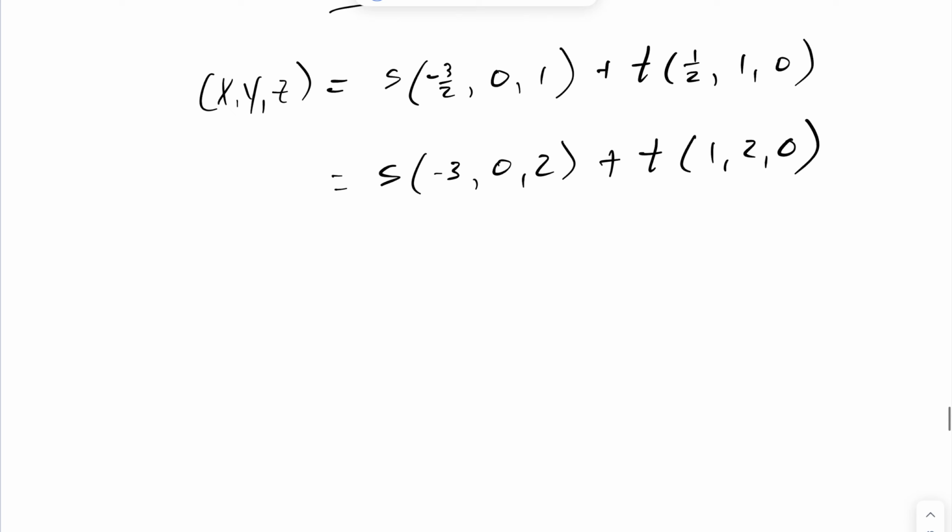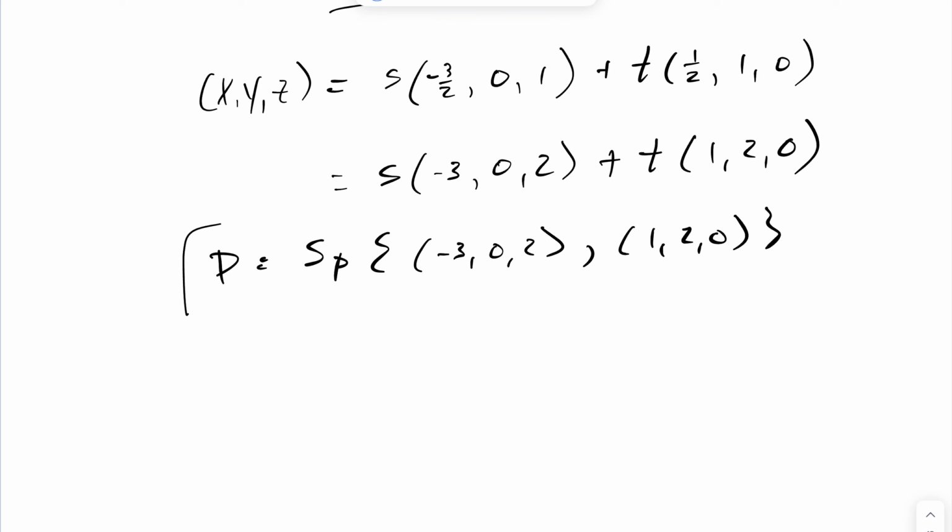So therefore, what this means is that the set P is just going to be the span of the first vector and the second vector. Because what I've done here is I've shown that anything coming out of P can be written as a combination of these two vectors here, negative 3, 0, 2, and 1, 2, 0. So if I span on those two vectors, that'll create the whole set P. Therefore, this is a basis. These two vectors are clearly not linearly dependent on each other. That's a basis for the set, and therefore the dimension is also 2.